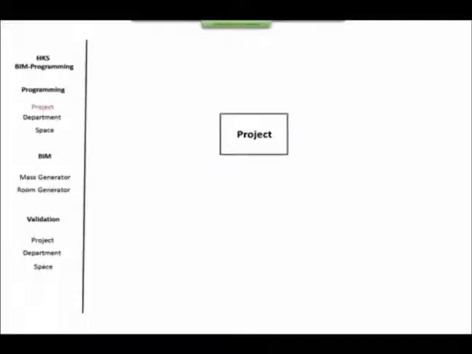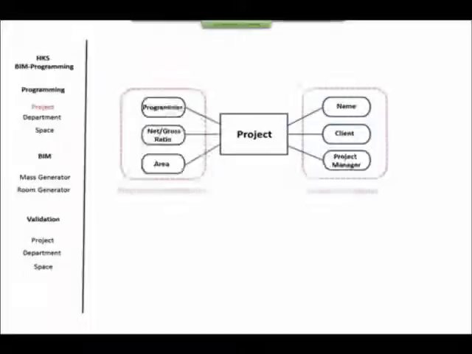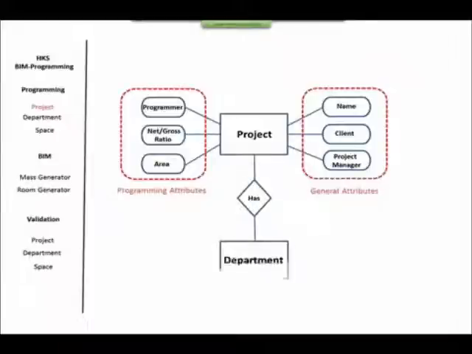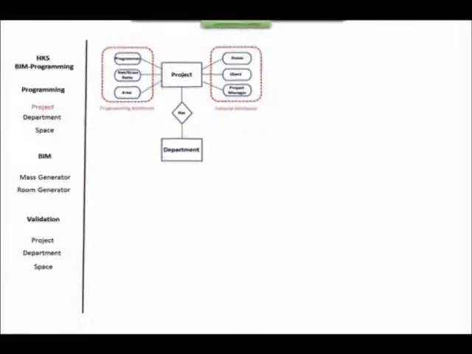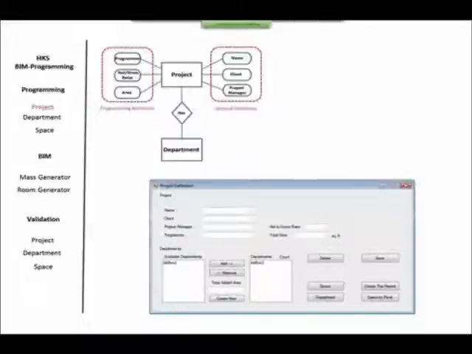So let's make a little more clear what we said here. What's going to happen when we do this? On each part that we talked about, let's take a deeper look. For example, when we talk about a project, it has some general attributes. We have a client, the project has a name, we have a project manager. On the programming side, we have a programmer, we have, for example, net to gross ratio, we have areas. Then it is connected to the next phases. It has some departments.